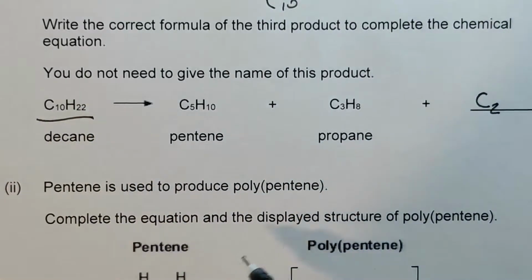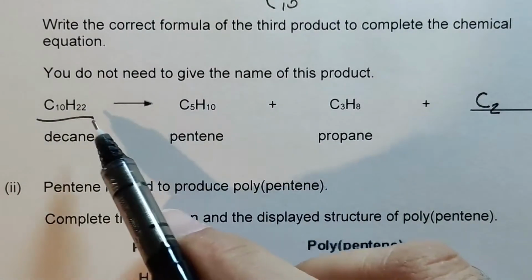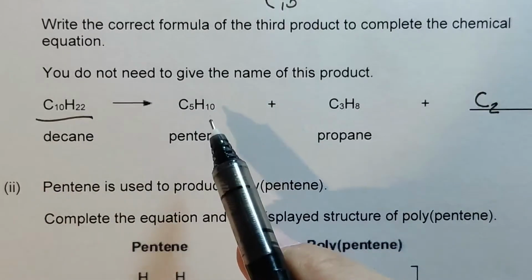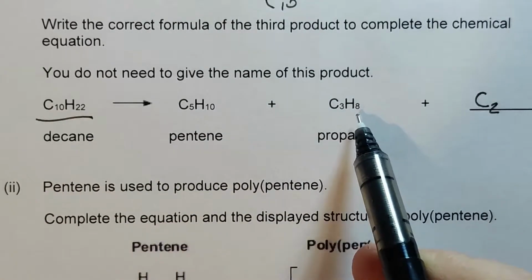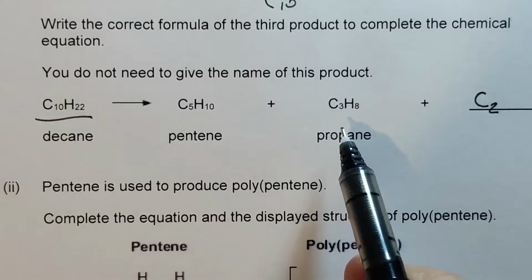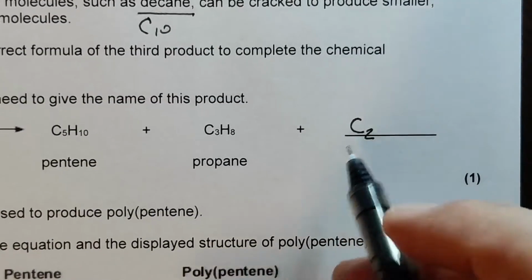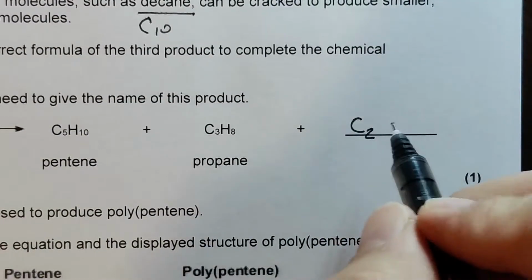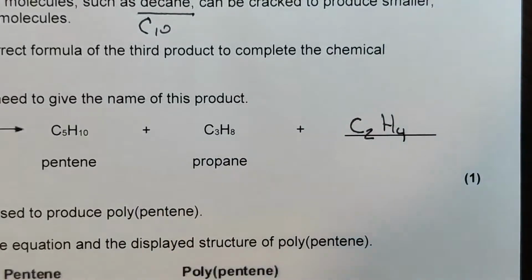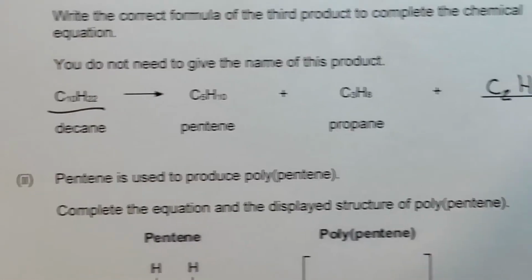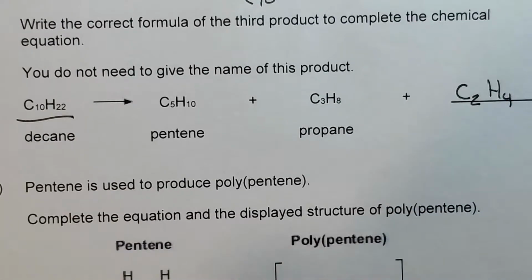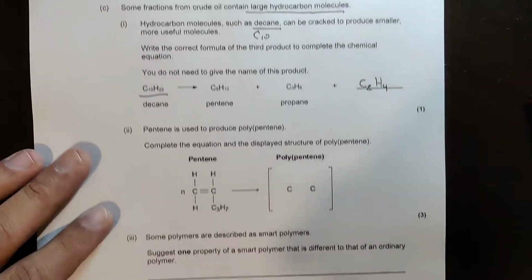The same story goes for the hydrogens. You had 22 hydrogens when you started, then you have 10 and 8, that makes a total of 18. So you need another 4 hydrogens to make a total of 22. So the molecule that is missing is going to have 2 carbons and 4 hydrogens. That will be 1 mark, an easy mark right there. Remember your law of conservation of mass.